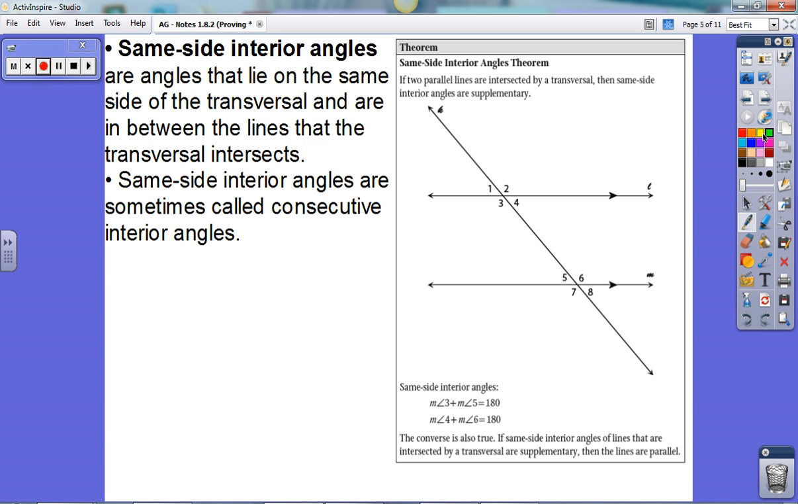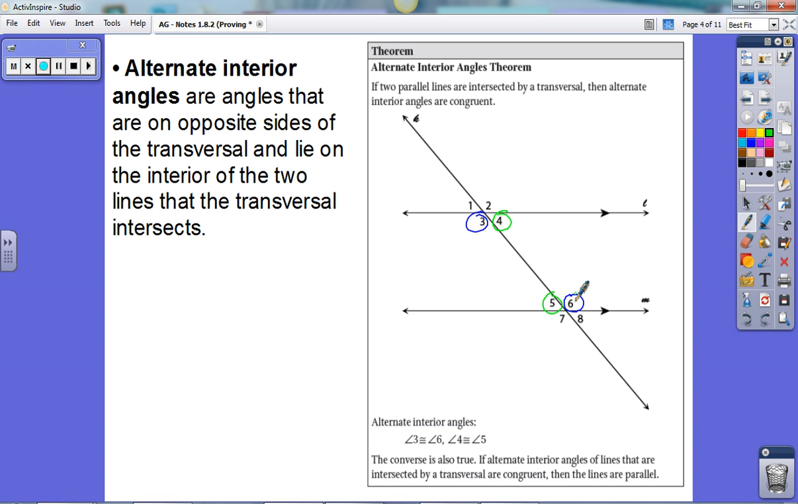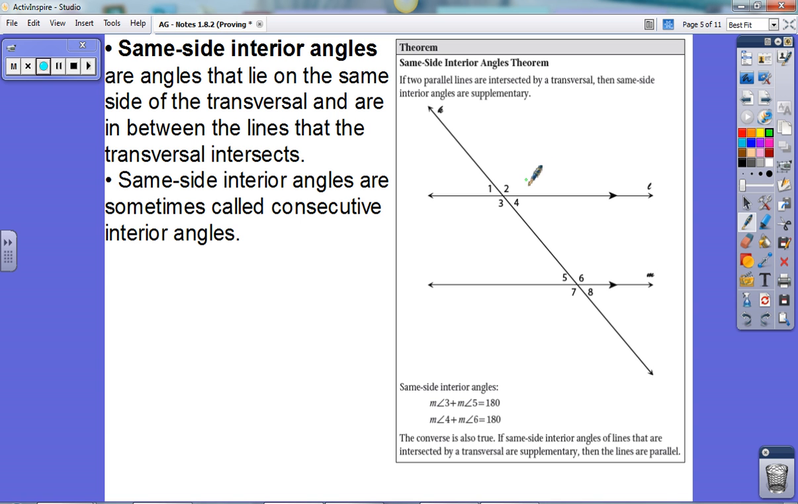Same side interior, we're still talking about interior angles. Let's go back for just a second. Alternate interior angles are congruent. Same side interior, again, we're talking about inside or in between those two parallel lines, but now we're talking about on the same side of the transversal. So 3 and 5, they're on the same side. These angles are not congruent, but they are supplementary. So same side interior angles are supplementary.